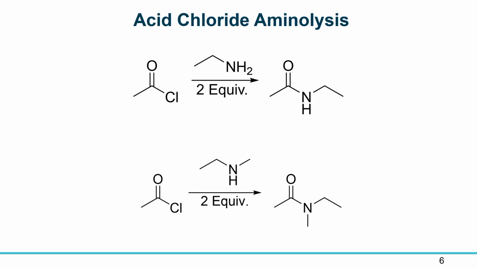Aminolysis may also be performed with secondary amines to generate tertiary amides. Again, 2 equivalents of the amine are necessary. Shown here is the reaction of ethanoyl chloride with secondary amine N-methyl ethanamine to generate the tertiary amide product N-ethyl N-methyl ethanamide.